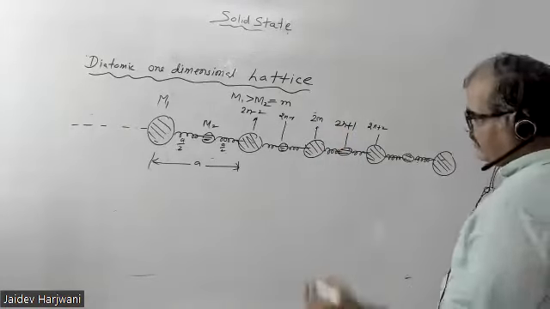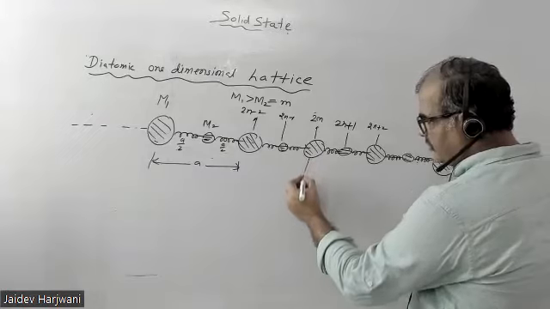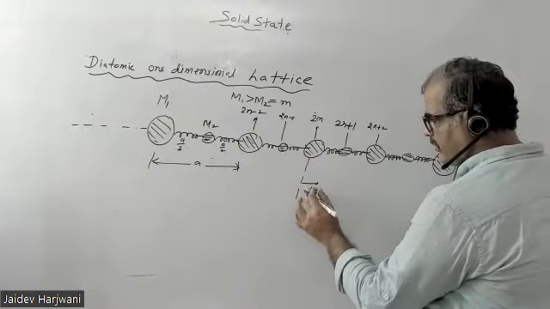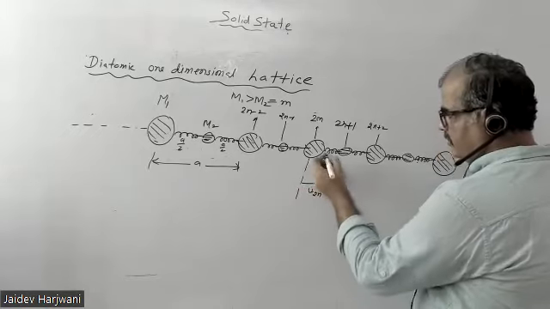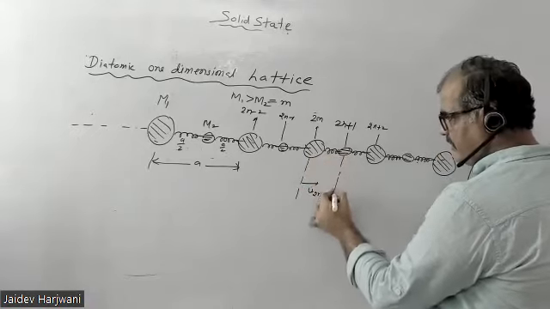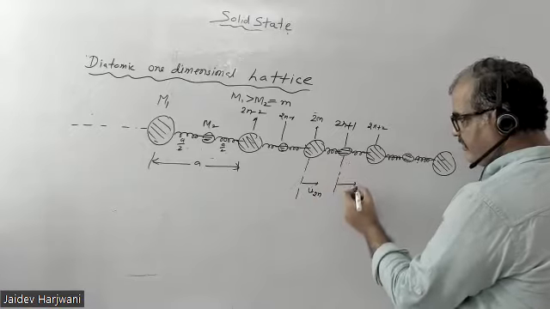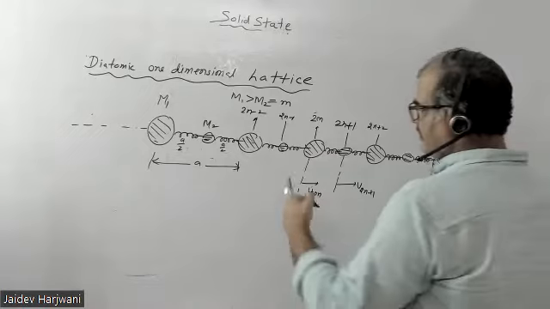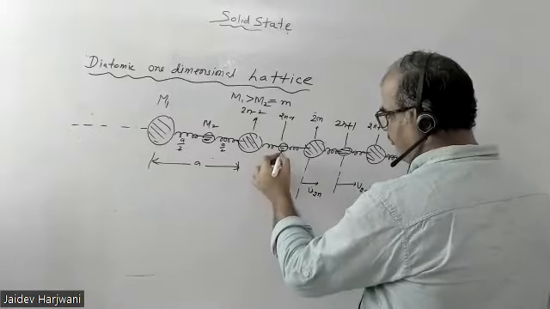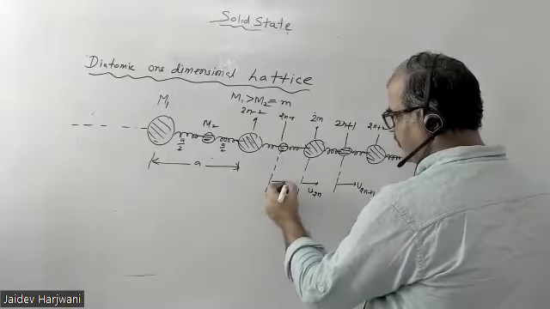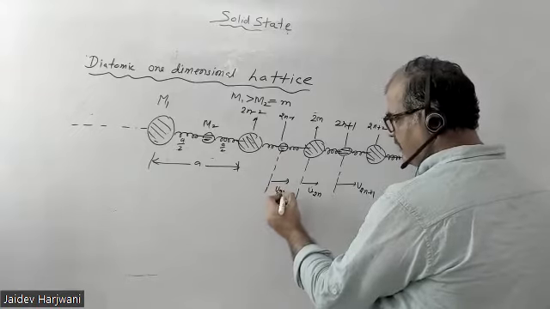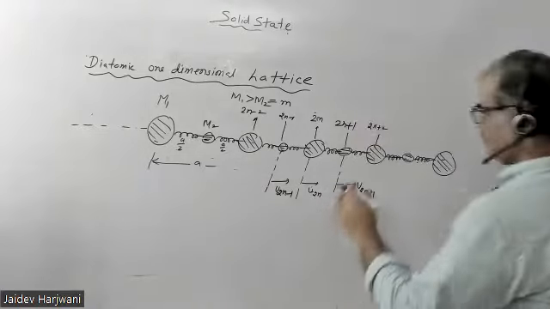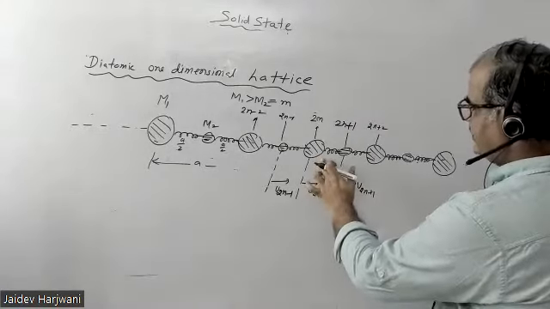Now if I give some amplitude to this atom, the amplitude will be U2n. Similarly, the amplitude of this atom will be U2n plus 1, and the amplitude of this atom will be U2n minus 1. So this is your nth atom, this is the n plus 1 atom.